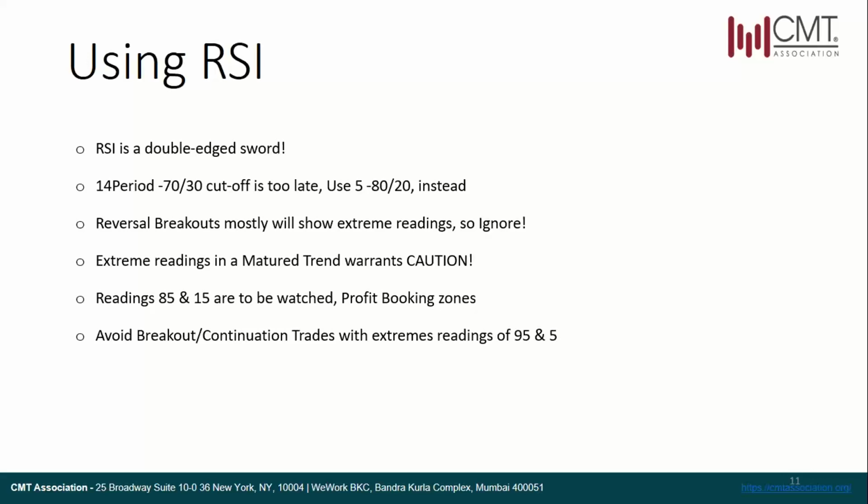Now, this is also quite effective in terms of avoiding certain suicidal trades, I would say. If the reading of RSI is on the higher side, say above 90 or in the high 95 area, that means the stock is extremely overbought. Similarly, on the downside, if it is somewhere around 5 or 6 or 7, then the stock is really, really oversold.